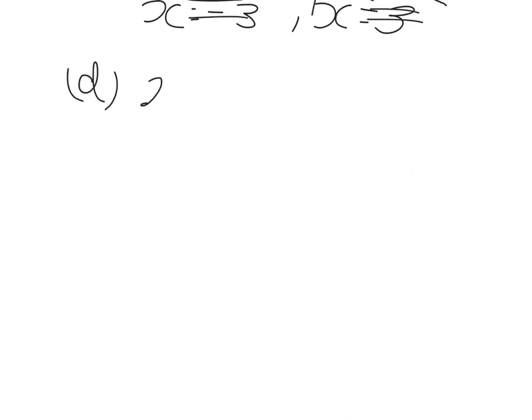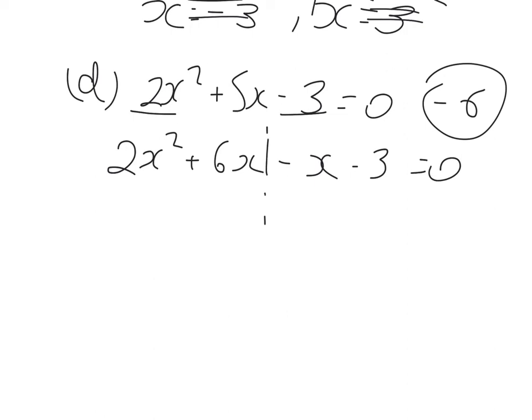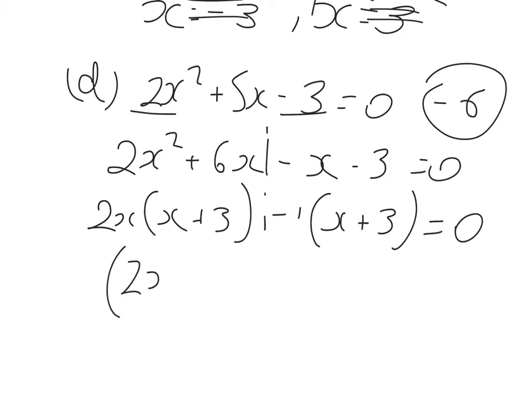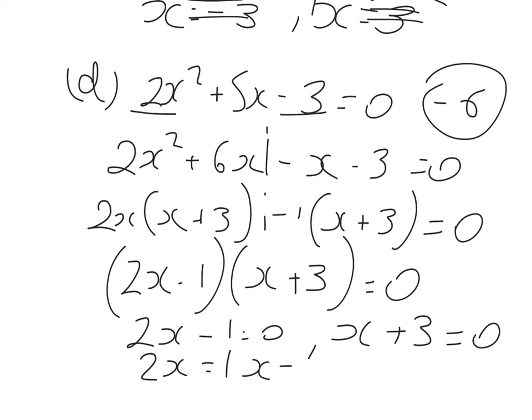Part D, we're going to factorise and solve 2x squared plus 5x minus 3 is equal to 0. Okay, so two numbers that multiply together to give minus 6 and add together to give 5 in the middle. That's going to be 6 and minus 1, so 2x squared plus 6x minus 1x minus 3 is equal to 0. It's then highest common factor, 2x bracket x plus 3 minus 1 bracket x plus 3 is equal to 0. Two brackets are then 2x minus 1 and x plus 3. 2x minus 1 is equal to 0 and x plus 3 is equal to 0. That's 2x equals 1 and x equals 1 over 2, or x equals minus 3.